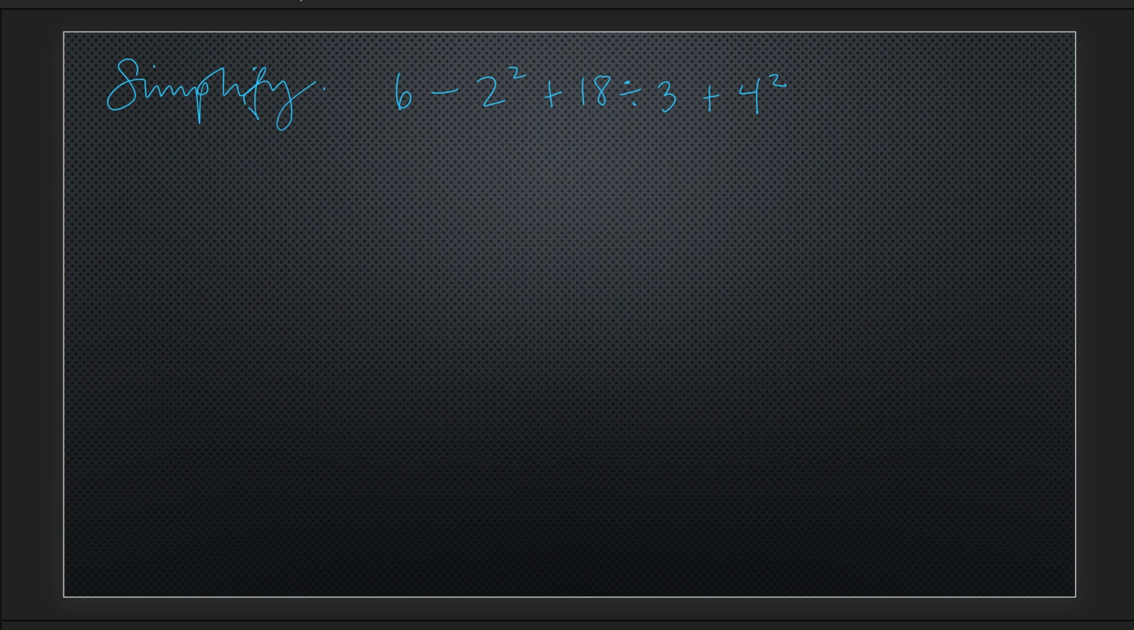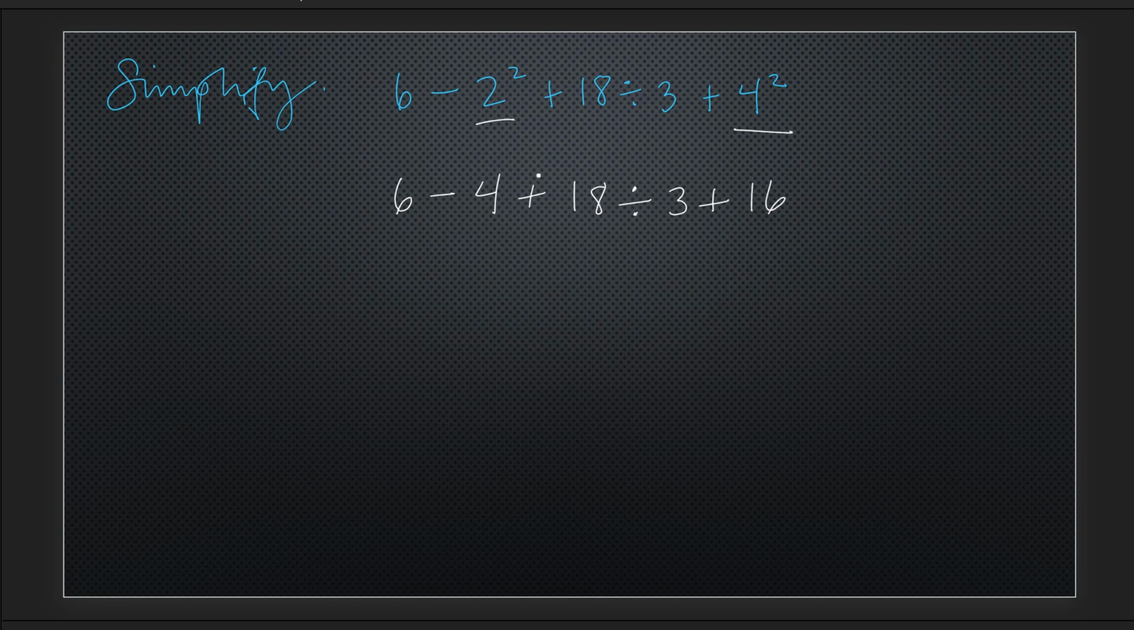Here's another one. So we have 6 minus 2 squared plus 18 divided by 3 plus 4 squared. So first we look for parentheses. There's no parentheses. Next thing's exponents. So I'm going to underline these two. That's what we do next. So I'm going to write down every other number and symbol and replace those exponents with what they're equivalent to. So 2 squared is 4, and I have plus 18 divided by 3 plus, and 4 squared is 16.